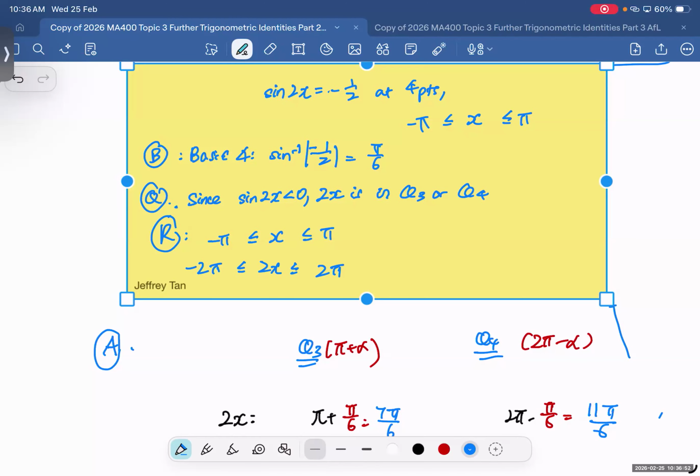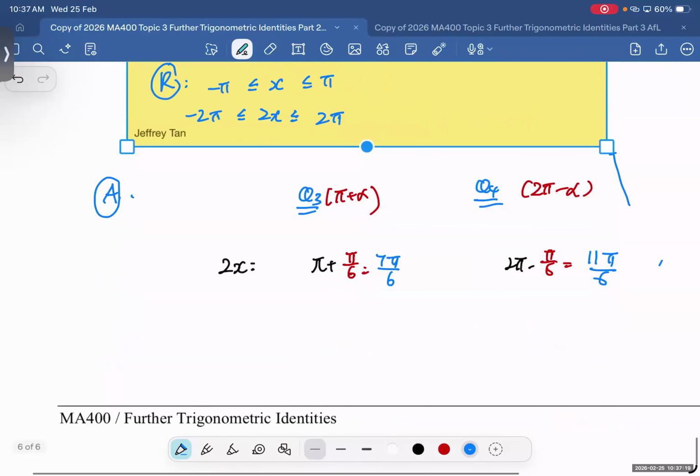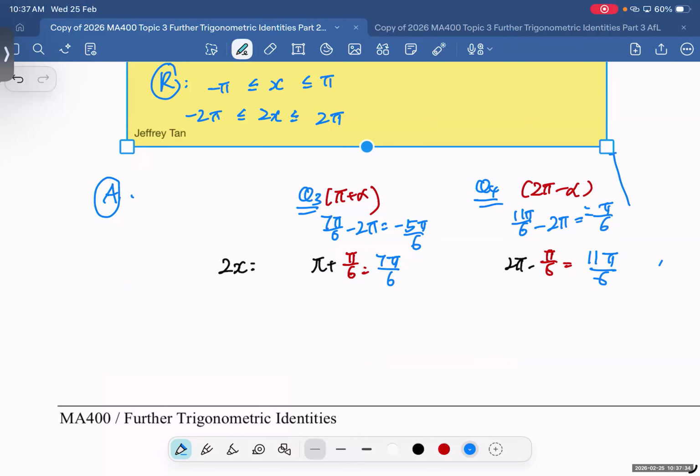Look at this range. I can go back another round, right? You understand what I mean by go back another round? So if my range, for example, is here, let's say this is quadrant 3, this is 7 pi over 6. I can go back again: 7 pi over 6 minus 2 pi. What is 7 minus 12? Negative 5. Negative 5 pi over 6. 11 pi over 6, I can also minus 2 pi. What does that give me? Negative pi over 6. Clear so far?